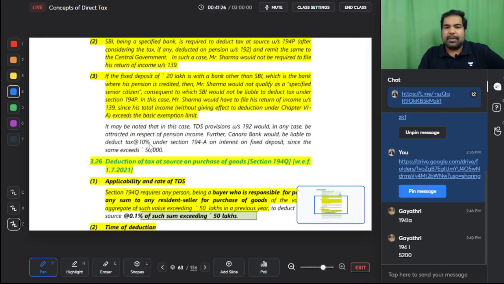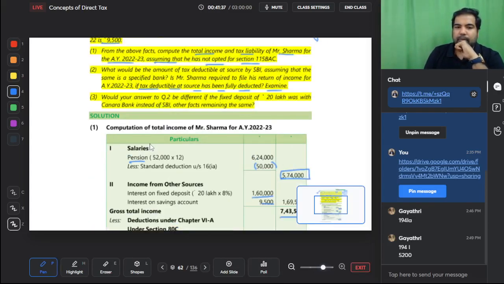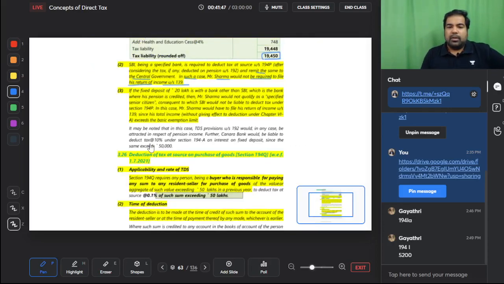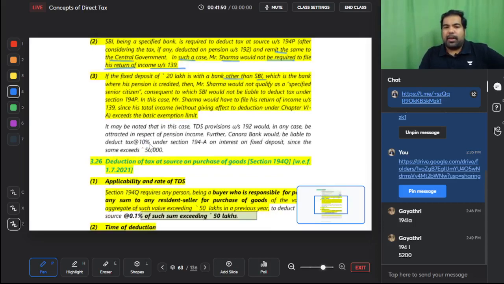Here we go. SBI, being a specified bank, is required to deduct tax and remit the same to the central government. In such a case, Sharma will not be required to file his return of income under section 139, which we will see next in return of income. Would your answer be different if the FD was with Canara Bank? Yes, the answer would be different. Then it is not a specified bank and normal provisions will apply. If the FD is with a bank other than SBI, which is the bank where the pension is credited, then Mr. Sharma would not qualify as a specified senior citizen, consequent to which SBI would be liable to deduct tax under 194A. It would not be liable under 194P, and they will have to deduct under 194A, and he will also have to file his return of income then.